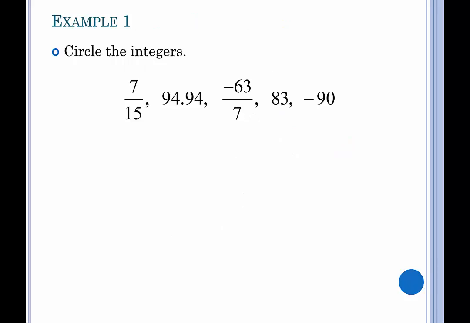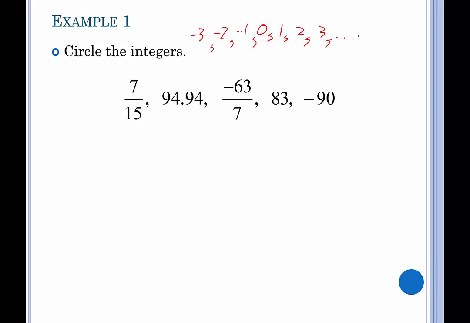So we have some examples here, but this time we're being asked to circle the integers. So we're not looking at rational or irrational, just integers. And remember, integers are all of those numbers that we use to count, like 0, 1, 2, 3, and so on. And also their opposites, -1, -2, and so on. So the first one here, 7/15, that's a fraction. We cannot write that as an integer. The second one, 94.94, also that's a decimal. We can't write that as an integer.